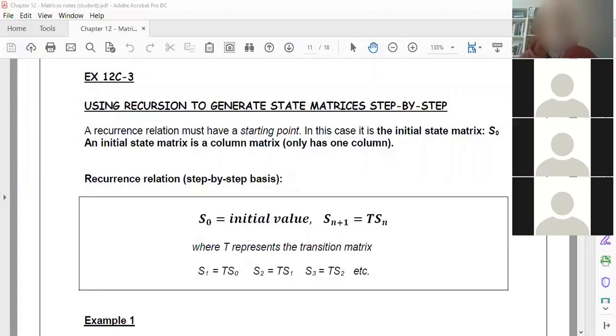So exercise 12C-3 is using recursion to generate state matrices step by step. Okay, now that probably makes no sense to you guys, of what's actually happening there. So let's just go through it very quickly. Okay, so what is a state matrix? A state matrix is, one, it's called a steady state.